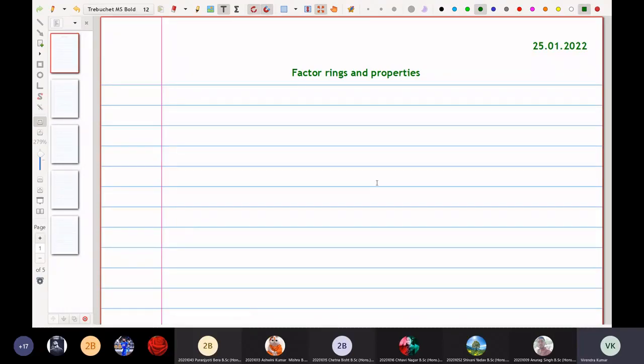And they are all defined. These factor rings are defined with the help of what we call an ideal. Okay.